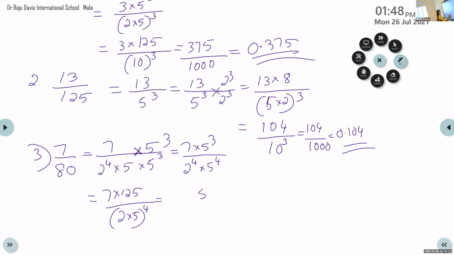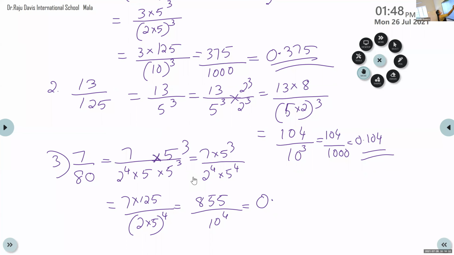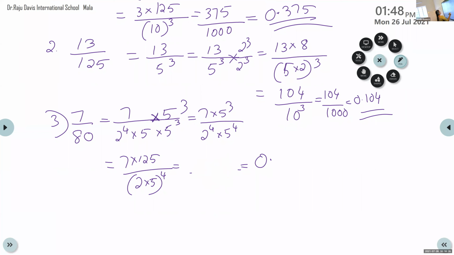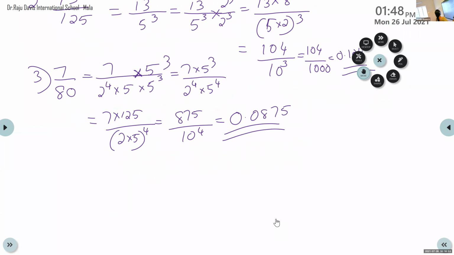How much is it? 875, isn't it? Divided by 10 raised to 4. So its decimal expansion is 0.0875.